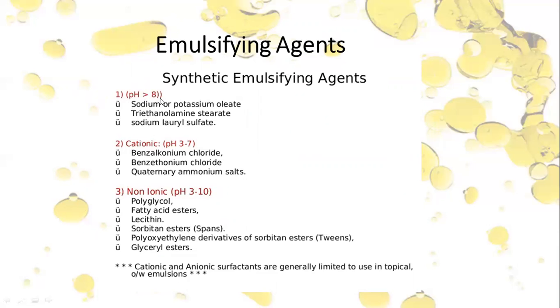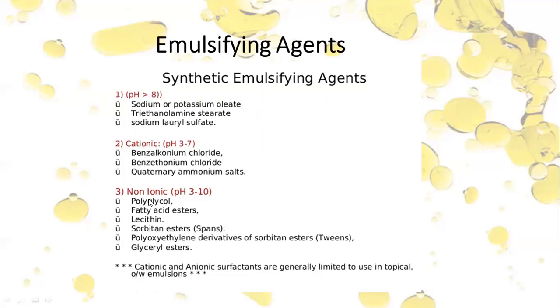Anionic, for which the pH is greater than 8. Examples are sodium or potassium oleate, triethanolamine stearate, sodium lauryl sulfate (SLS). Then the second one is cationic, for which the pH varies from 3 to 7. Here, for anionic, pH should be greater than 8, and here pH should be ranging between 3 to 7. Examples are benzalkonium chloride, benzethonium chloride, quaternary ammonium salts, etc.